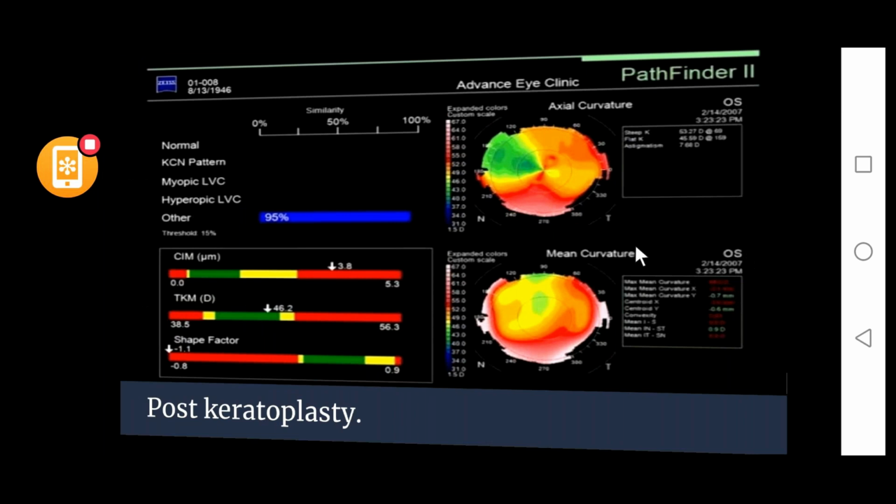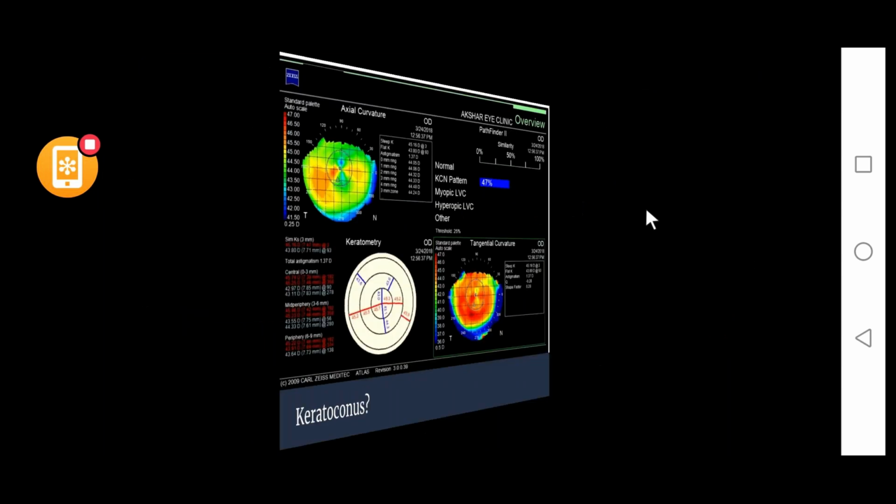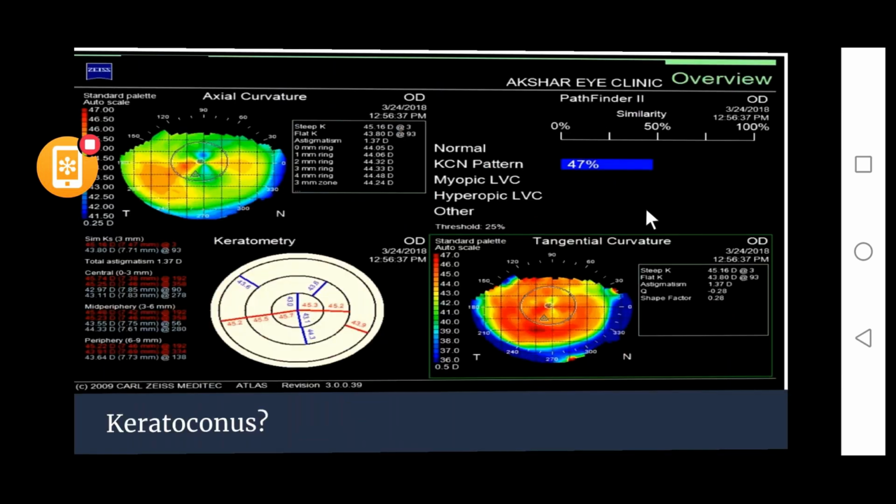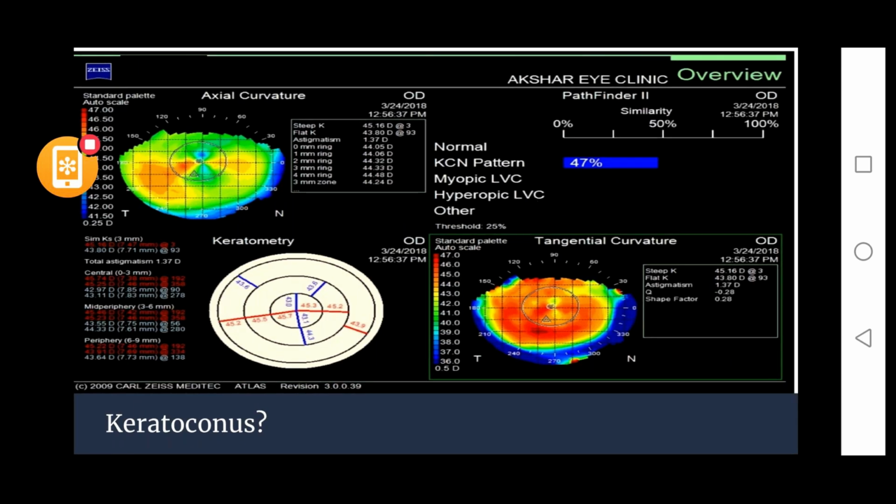Right, can someone tell me, is this keratoconus? This is the last slide for the day. Please, someone can comment if this is a case of keratoconus. Is this fulfilling any criteria for keratoconus? What is your take on this?